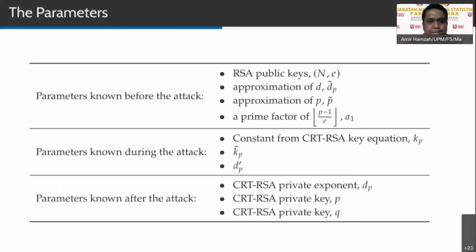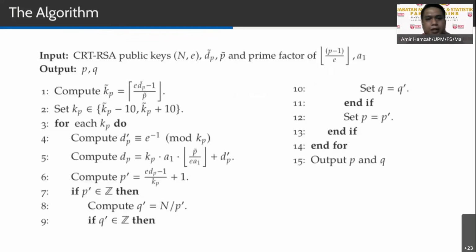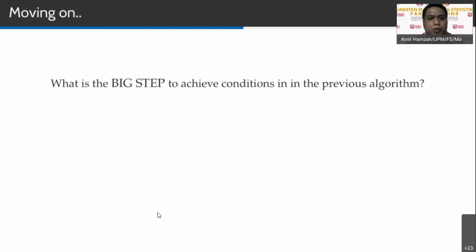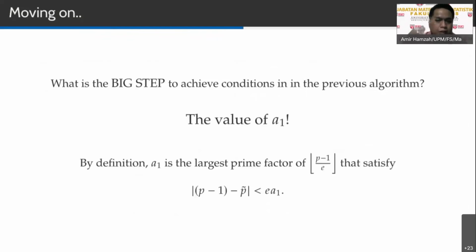So these are all the parameters that should be known before the attack, during the attack, and after the attack. We can also conduct our attack in this manner or in this algorithm. So what is the big step to achieve this condition? That is the value of A1. The value of A1 is the most crucial parameter, and it is the largest prime factor of this floor of (p minus 1) over e.